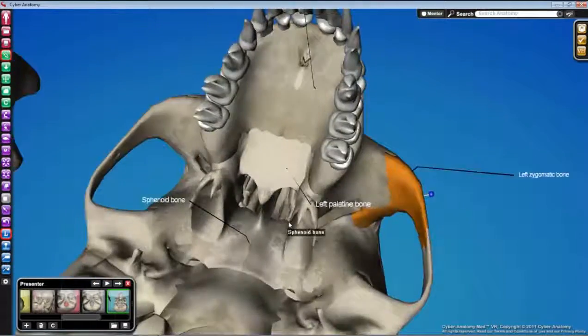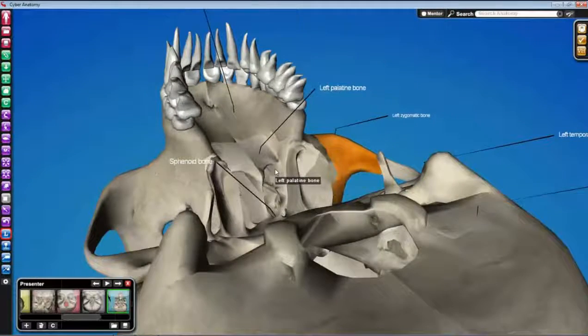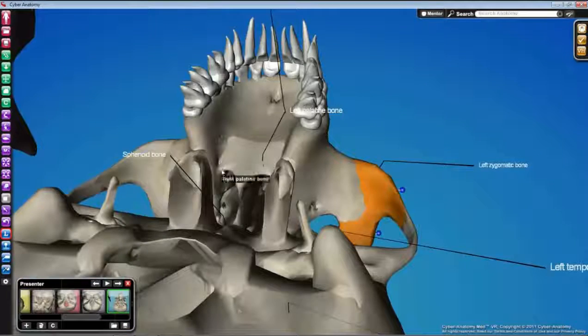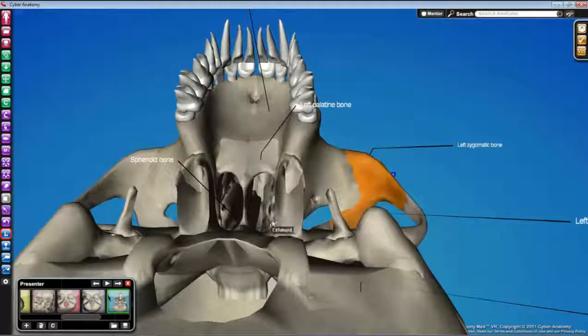And then take a minute to turn this thing around a little bit to try and identify that the palatine bone also has this vertical component that forms part of the lateral nasal wall. So it is actually an L-shaped bone, and then the two L's come together, here's the other one, to form essentially a U when you put all of those sides together.